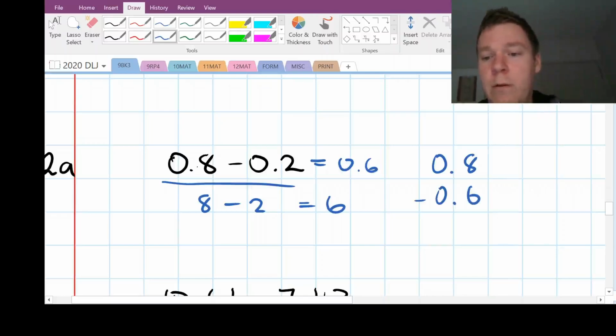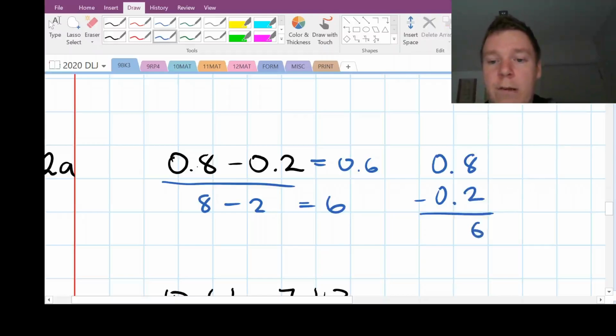Whoops, totally written that wrong. 8 minus 2 is 6. Carry the decimal point down. Got a 0.